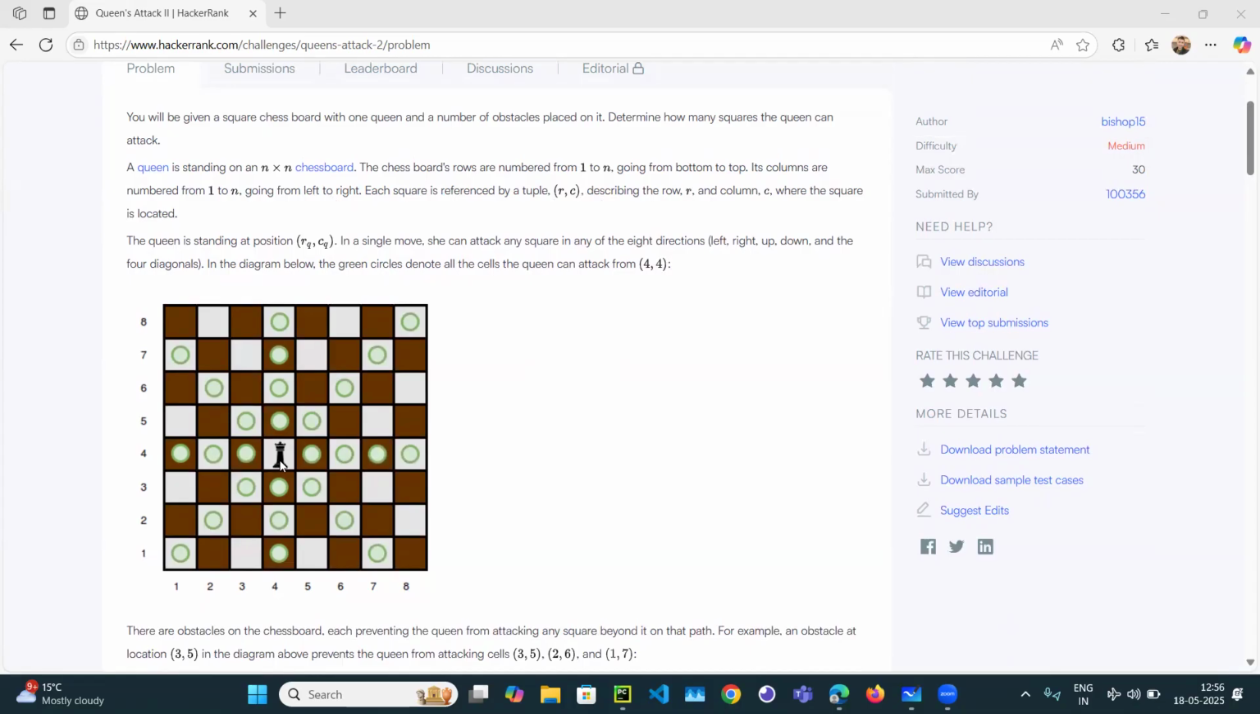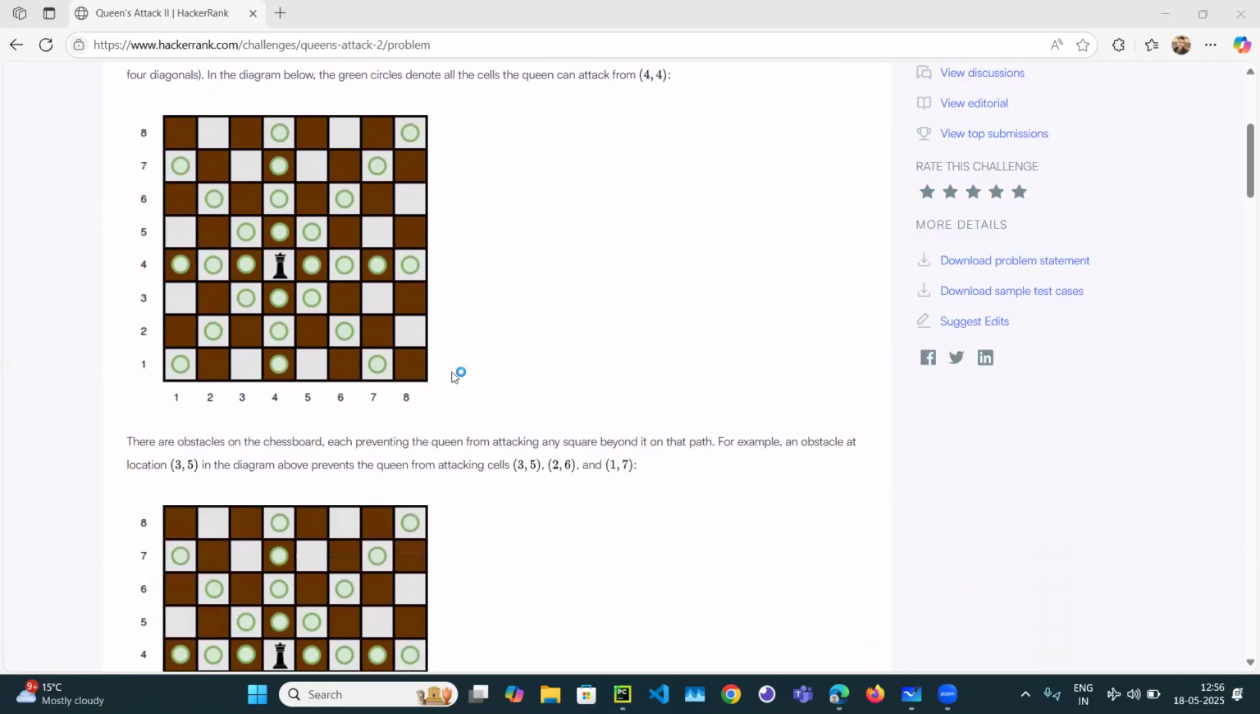So let's suppose the queen is here. Which row is the queen in? Fourth row and fourth column, so 4 by 4. In a single move, she can attack any square in any of the 8 directions: left, right, up, down, and the 4 diagonals. So the queen can go up, down, left, right, and along the 4 diagonals. In the diagram, the green circles denote all the cells the queen can attack.